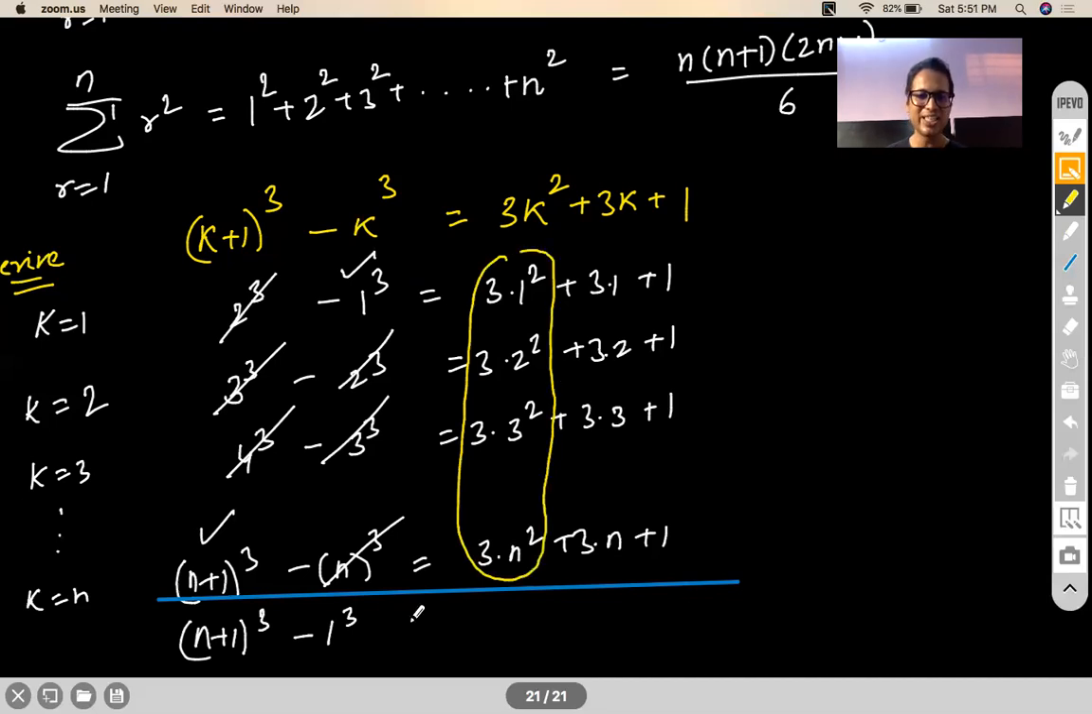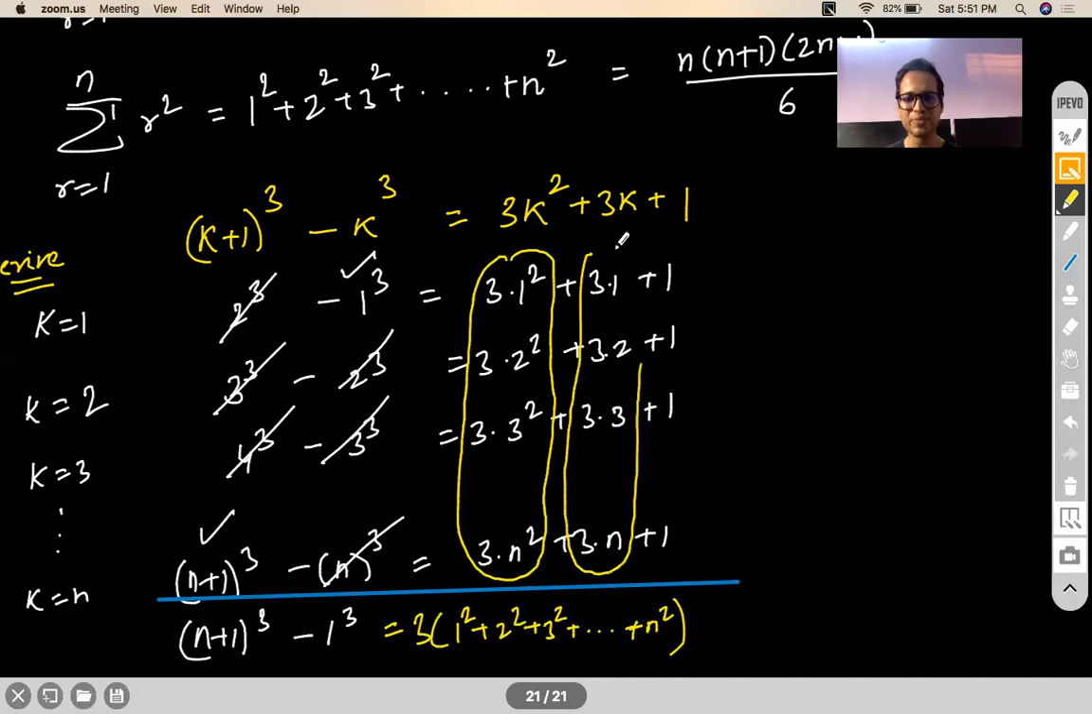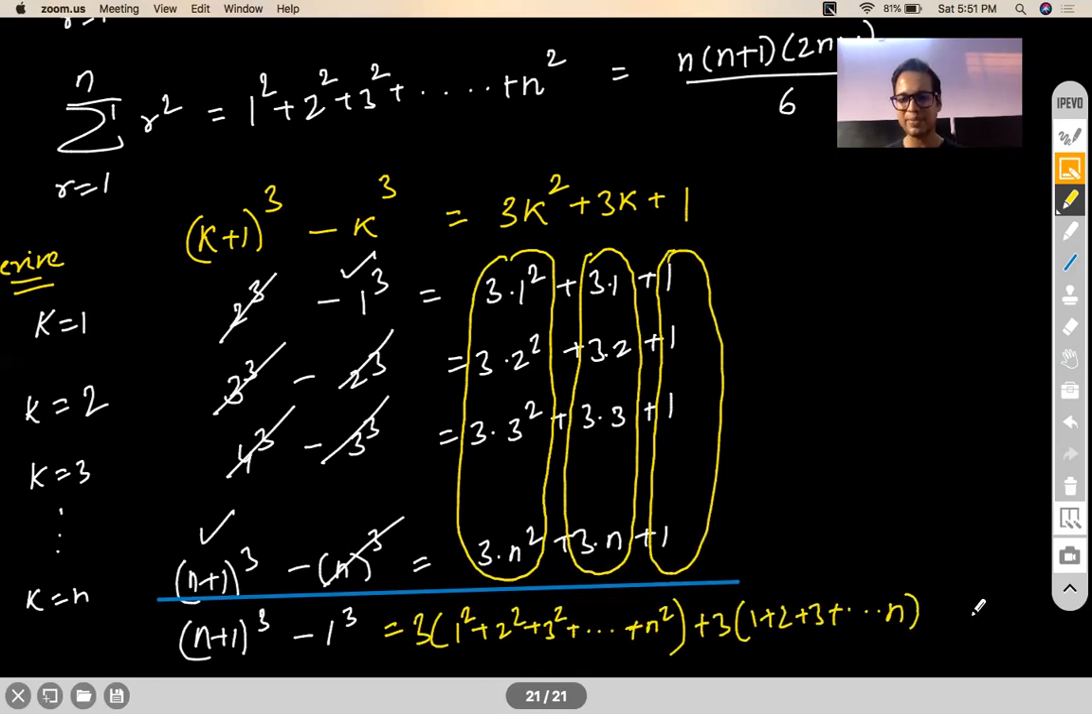Okay. So it gives you 3 times 1 square, 2 square, 3 square up till n square, whose sum is supposed to be found out, right? We are trying to find out its sum. This side gives you 3 times 1 plus 2 plus 3 up till n. And this side gives you 1 plus 1 plus 1 plus 1 n times, that is nothing but n.